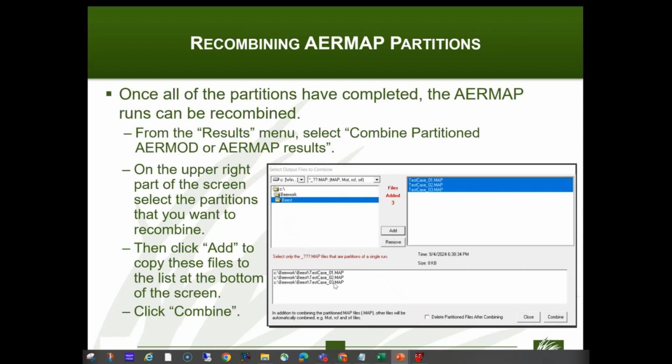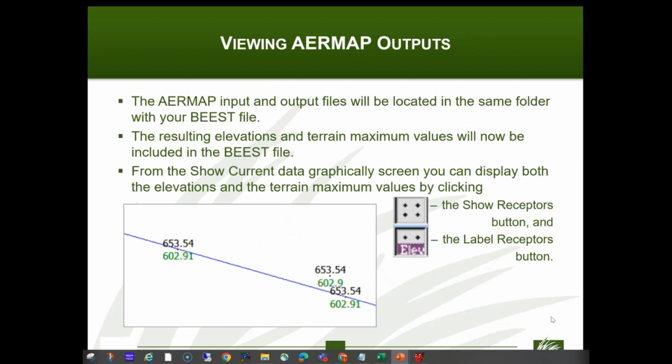Once we have our partitions selected, I have those right here, we click the Add button, and it'll add those partitions over here to the bottom left part of the screen. These are the ones that BEEST is going to recombine. Once we're happy with that, we go to the bottom right and click Combine. And that's it. I will show you in the sample file here what that looks like, but then we'll be able to visualize our AERMAP outputs.